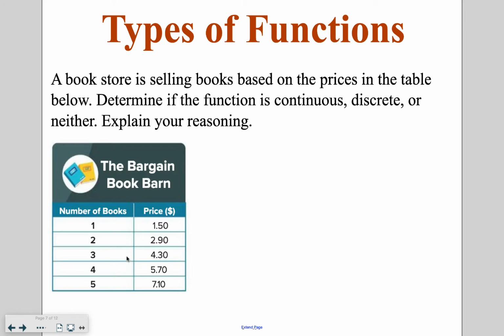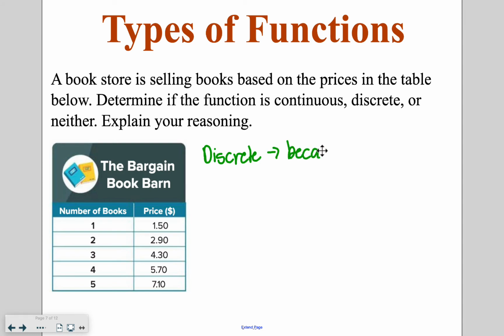Sometimes we don't have a graph of the function to look at. We are just given a table. So we're going to use the table to determine if it is discrete or continuous. Looking at the information I'm given, my inputs are books. So I have 1, 2, 3, 4, and 5. We know that we can't be selling half of a book. So this is going to be discrete.